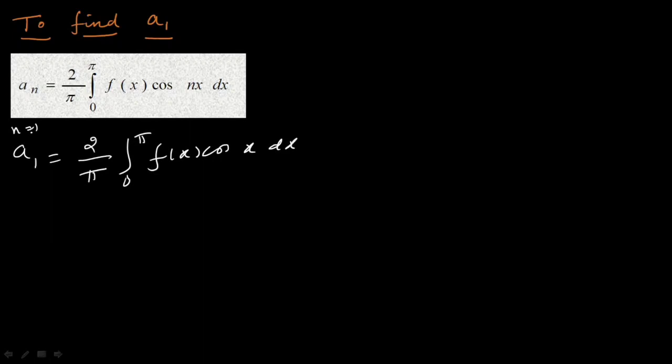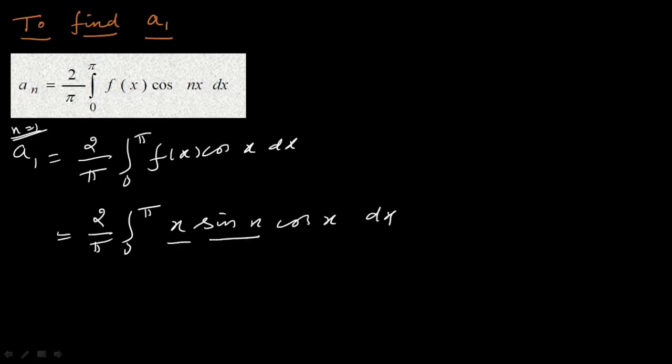So let me first calculate the value of a1. For that we make use of the formula for a n. In the a n you just replace n by 1. If you replace n by 1, what happens? a1 equal to 2 by pi integral 0 to pi f of x cos x dx, isn't it? Just replace n by 1. You get a1. So now that is equal to 2 by pi integral 0 to pi, your f of x is x sin x, cos x dx. So this is a product of 3 functions.